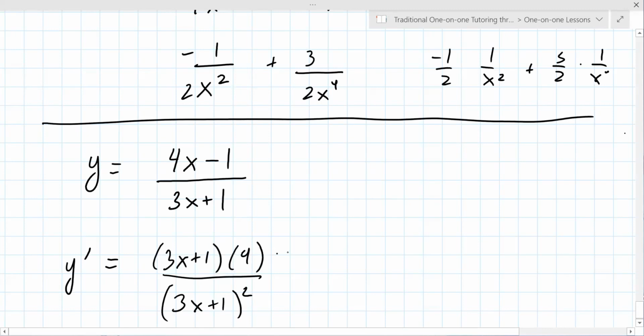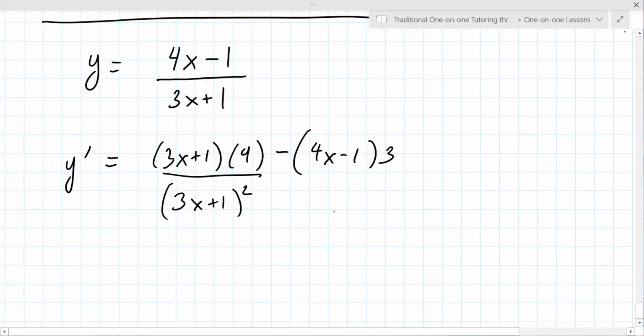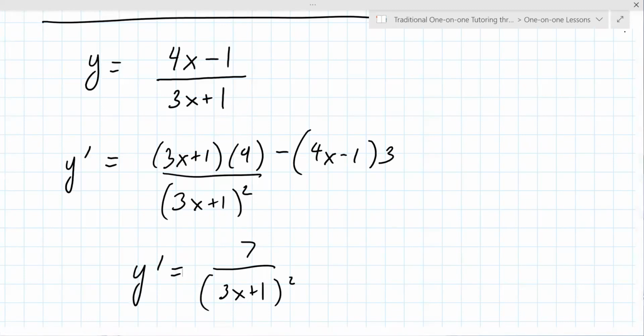Squared, then that's 7 over 3x plus 1 squared? Yes, yes. Okay. We covered a lot of chapter 2. Chapter 3 is kind of your big derivative chapter, learning how to do derivatives. And then chapter 4 is where you use the derivatives. Yeah. So we could actually go to chapter 4 or 5 or whatever.